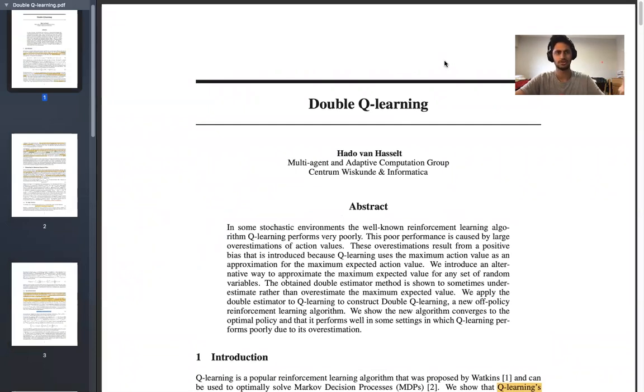And if you understood why Q learning can fail using the traditional methods, double Q learning is the fix for it.